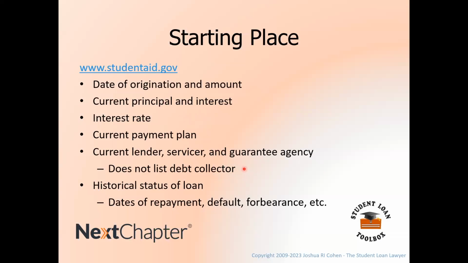If it's in default, you contact whoever holds it, whether it's Ed or the guarantee agency, and they're happy to tell you who the collector is. It'll also give you the historical status of the loan, dates they're in repayment, default, forbearance, deferment, whatever. So when your client comes to you and says, I've been paying this for 20 years, you take a look and say, well, you've been in default for 15, which means you've been paying it during default through garnishment. Well, yeah, that counts, right? Yes and no.